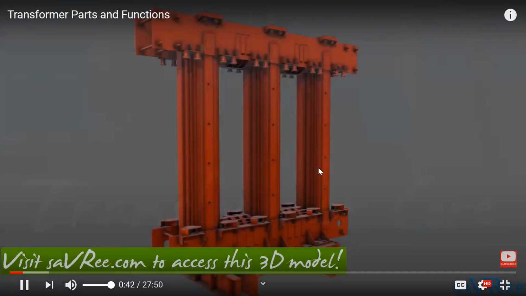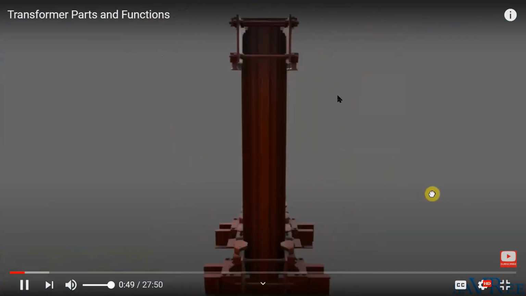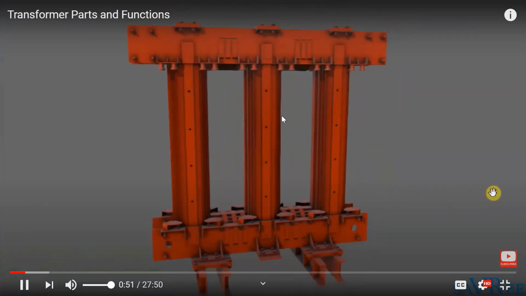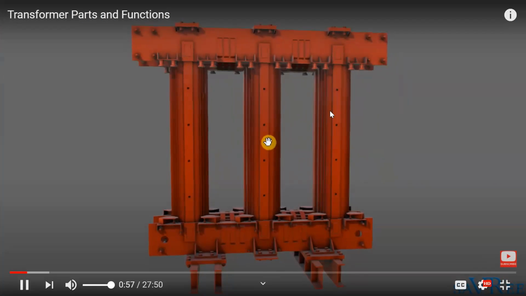So here we have a 3D model of a transformer core. We'll do a little spin. Transformer core, the basic supporting structure of the transformer. As you can see, this core has 3 limbs. So these 3 limbs indicate to us that this is a 3-phase transformer.